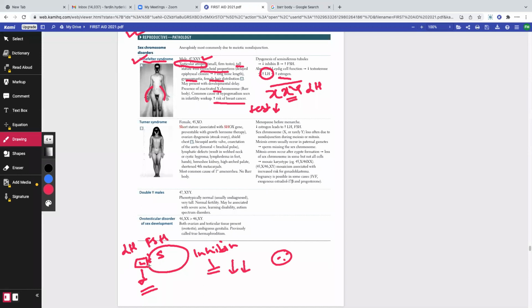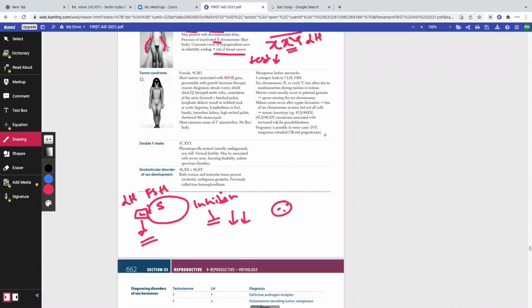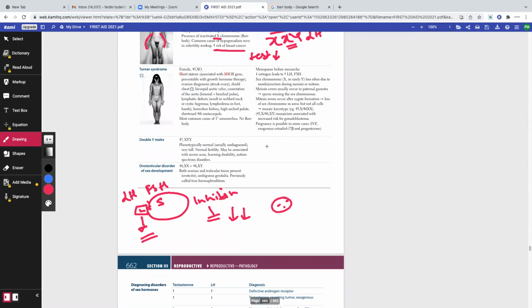So if testosterone and inhibin are low, what would happen to FSH and LH in a patient with Klinefelter syndrome? First answer, please. Can we expect them to be high? Yes or no? The answer is yes. So in a patient of Klinefelter syndrome, if you are given a table like this, LH, FSH, testosterone, estrogen, inhibin.